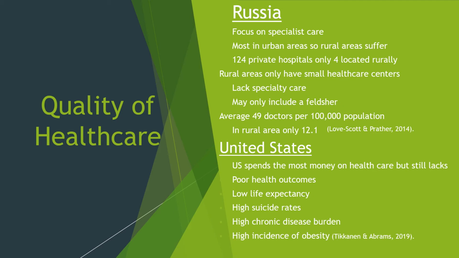They may only include a feldsher, or that would be the United States equivalent of a nurse practitioner or a physician's assistant. And on average, there is 49 doctors per 100,000 people in the population. However, in rural areas, there is only 12.1 doctors available.